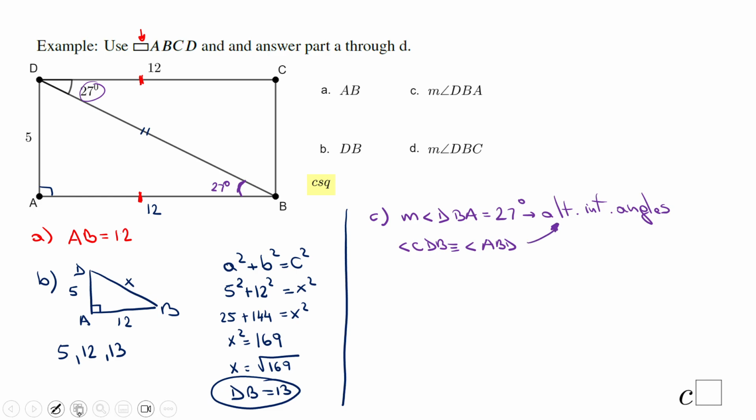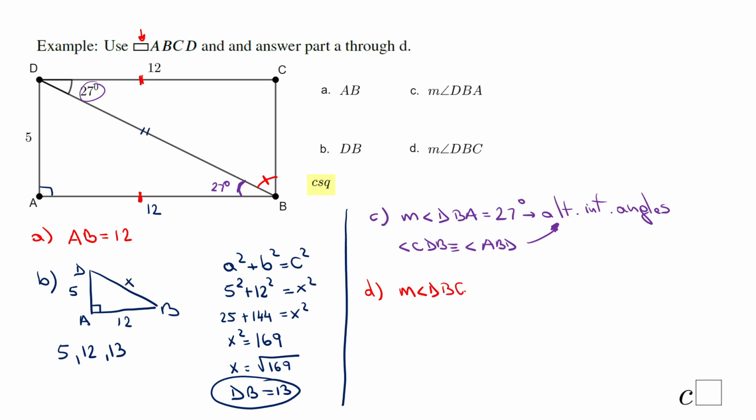And let's go to the last part, part D. We need to find the measure of angle DBC. This is this angle. And that angle will be what?